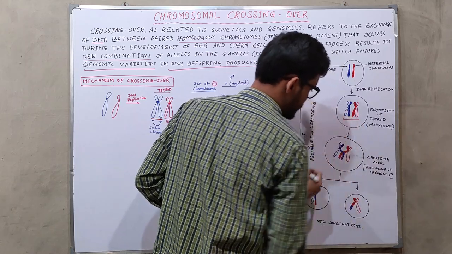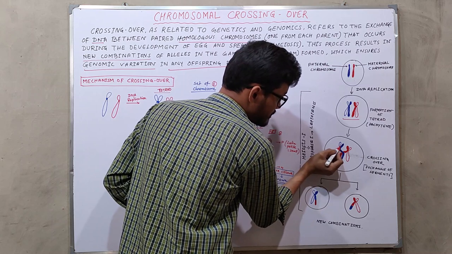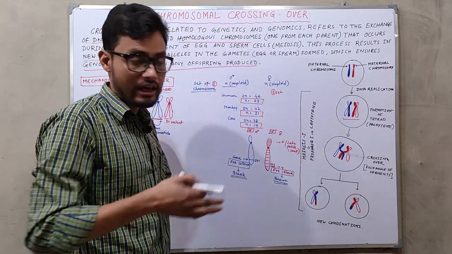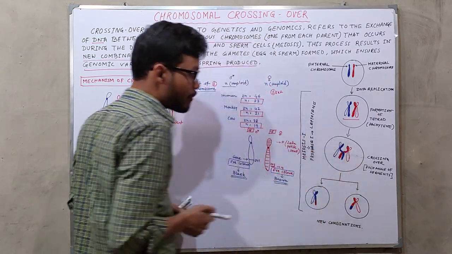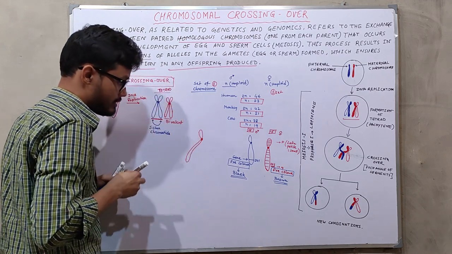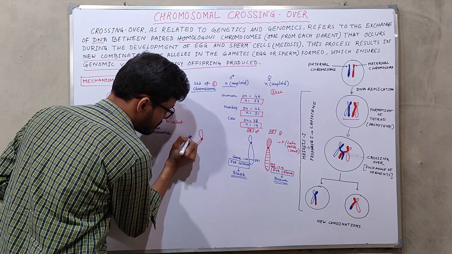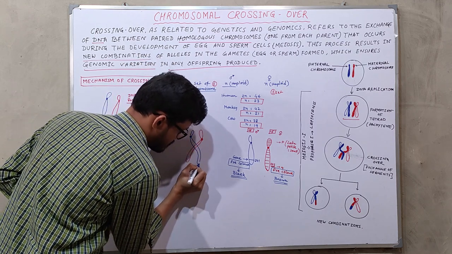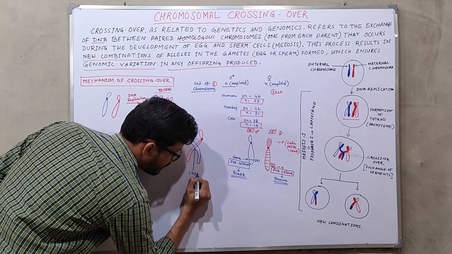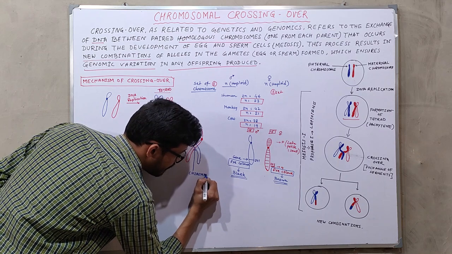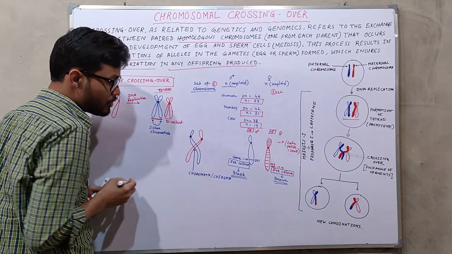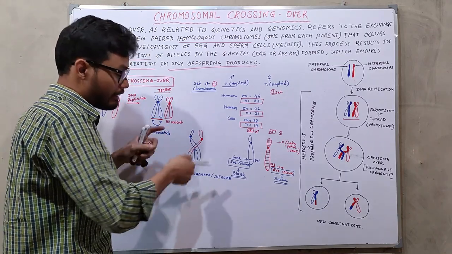Basically, these tetrad structures undergo crossing over, the exchange of segments. This arm of the chromosomes, one maternal and one paternal, overlap with one another, and after overlapping they produce a point. Let's assume it is here. They overlap at this point, and this point is known as chiasmata, or chiasma. After overlapping with one another, they take one another's segment.